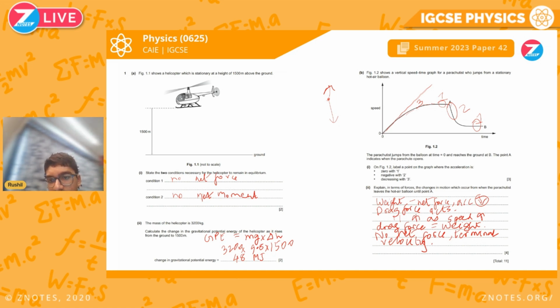So that's the changes. First we have the weight acting downwards, making him accelerate. Then the drag force acts on the body, which increases as speed increases. Eventually the drag force balances out the weight, which gives us this horizontal area. And then eventually he turns on the parachute.